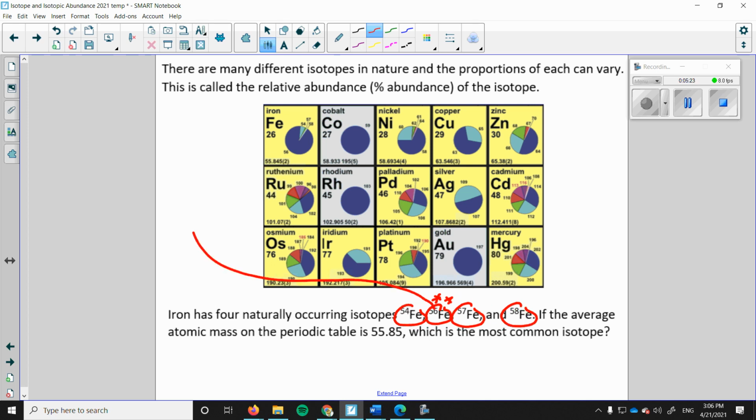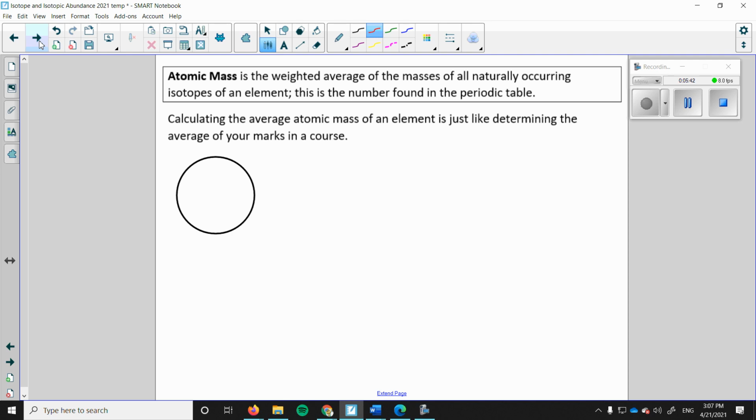So the graph over here, you can see that the majority here is in fact iron 56 with smaller amounts of the remaining isotopes. Now what we want to do is actually calculate the exact amounts, or calculate the average atomic mass, and that's what we're going to be doing in the rest of this lesson.